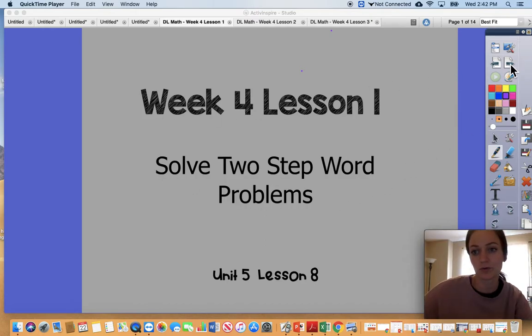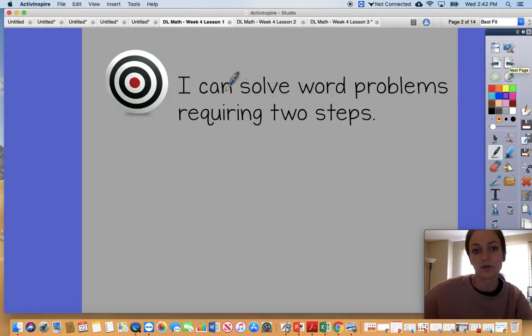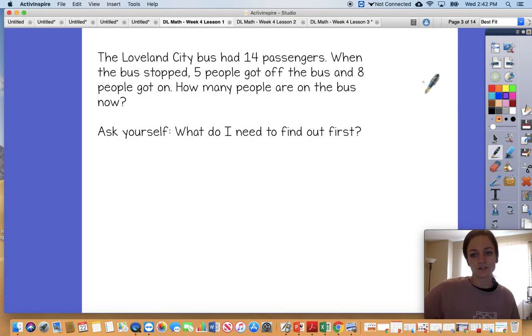These are two-step word problems. So our goal for today is: I can solve word problems requiring 2 steps. Here is our first one. We're going to break them apart, and we're always looking for keywords in our word problem to help us know if we're adding, subtracting, multiplying, or dividing. But we also need to always look at what we need to find out first. All right, so let's look at the first one.